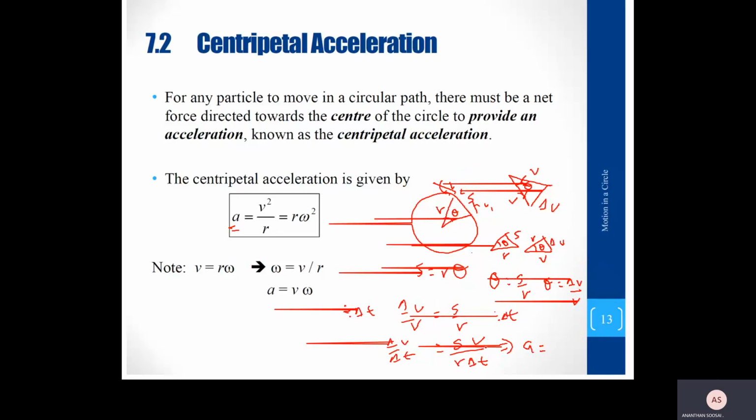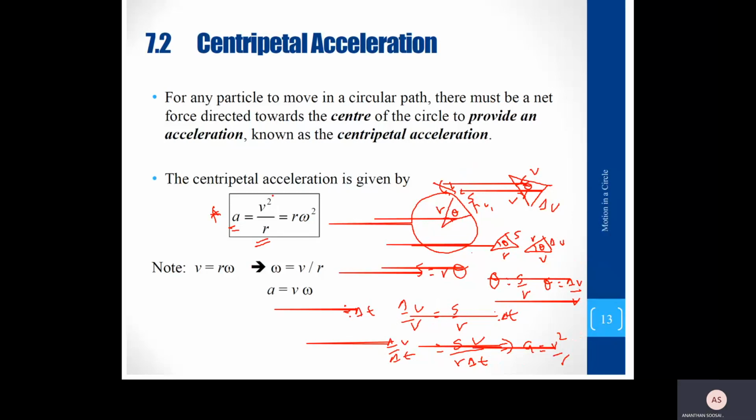Sorry, S over t is what? S over t is your v, right? So it becomes v squared over r. So you get this formula: a equals v squared over r is the centripetal acceleration formula. The derivation is not necessary, but how to use this formula is important. Okay, a equals v squared over r.